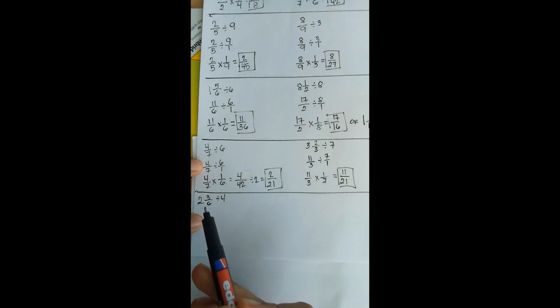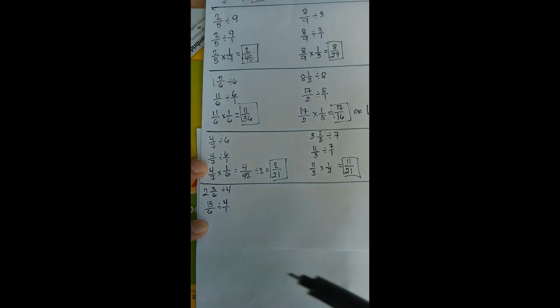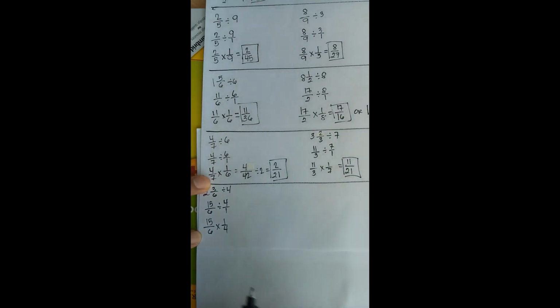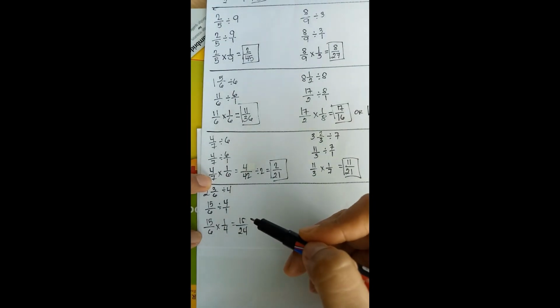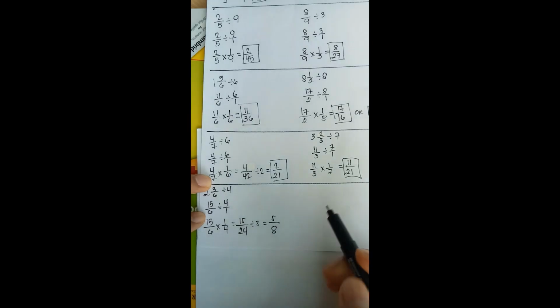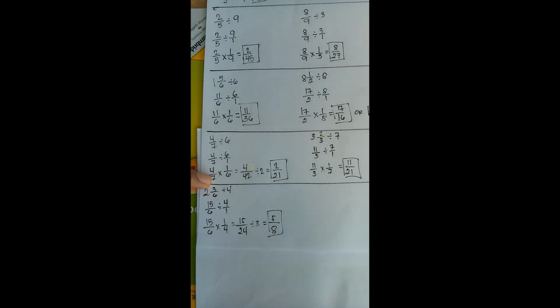Next problem, 2 3/6 divided by 4. Convert mixed to improper and the whole number to a fraction. Then flip one of the fractions and change the sign to multiplication. Multiply numerators and denominators. We get the answer, 15/24. We can still simplify this by dividing it by 3. 15 divided by 3 is 5. 24 divided by 3 is 8. Therefore, 5/8 is our final simplified answer.